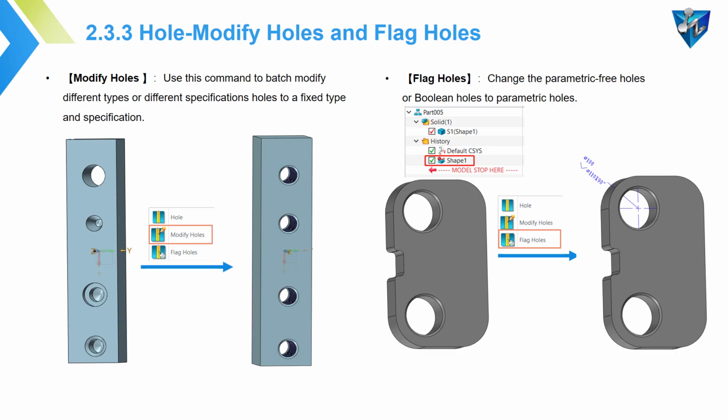And for flag holes command, we can use it to change the parametric-free holes or Boolean holes to parametric holes. Like here, you can see we have an imported shape which has no modeling history. So we can flag these two cylinder faces as hole features. You can see like this. Okay, now let's move over to ZW3D to show you more details.